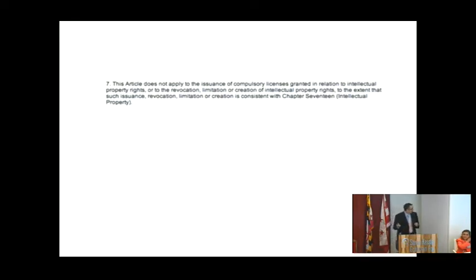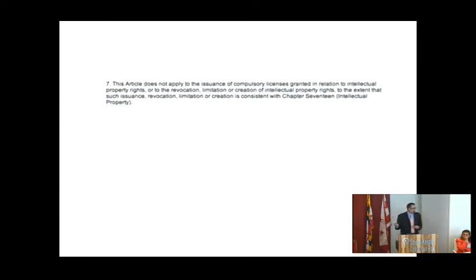So NAFTA itself and all other bilateral investment treaties actually have an intellectual property carve-out, because you can imagine exactly this issue. The first part of this carve-out sentence says that the expropriation chapter doesn't apply to compulsory licenses. So this is not grounds to challenge whatever royalty was deemed reasonable under the courts under a compulsory license. Nor is it applicable to intellectual property rights or their revocation or their limitation or their creation.